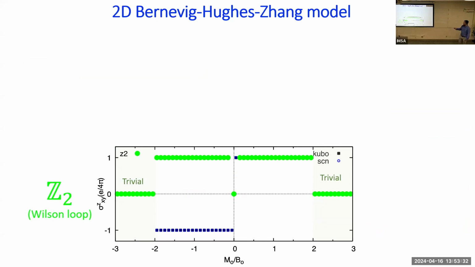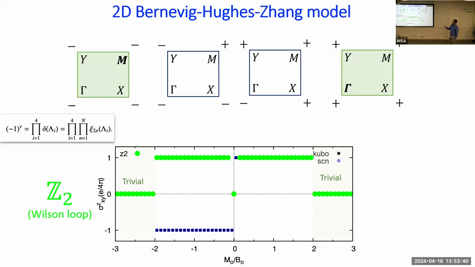And also we can calculate the C2 invariant with the Wilson loop. We have here the trivial cases and here the trivial case. And also we can see how it's represented with the parity of the wave functions. It's a simple model, it's a 2-band model.